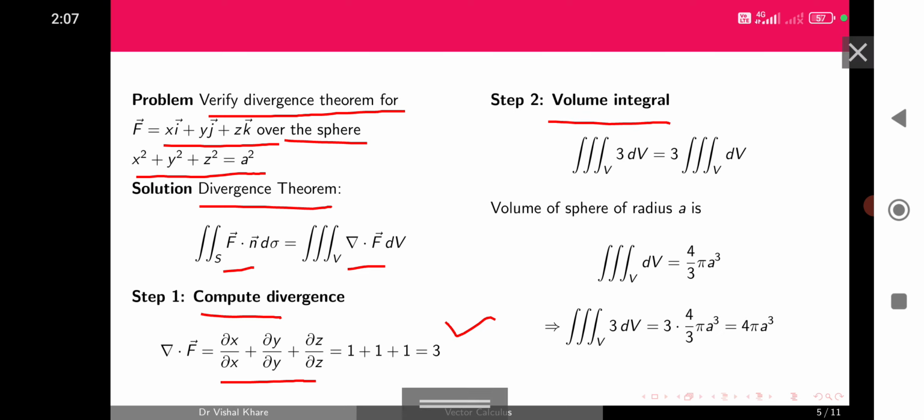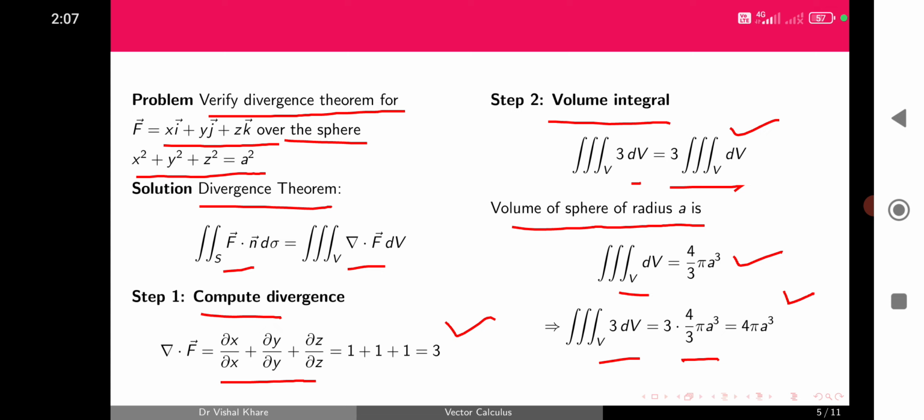So for the volume integral, when we put the value of divergence here, 3 we can write outside of the integral because it is constant. So the volume of the sphere of radius a, we'll write the volume here. That is equal to 4 by 3 pi a cube. This value we are going to use here. So this will be equal to 3 dot 4 by 3 pi a cube. So this is equal to 4 pi a cube.